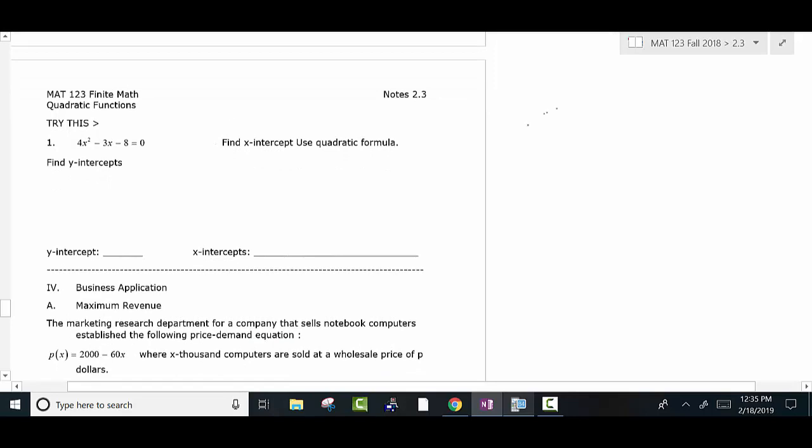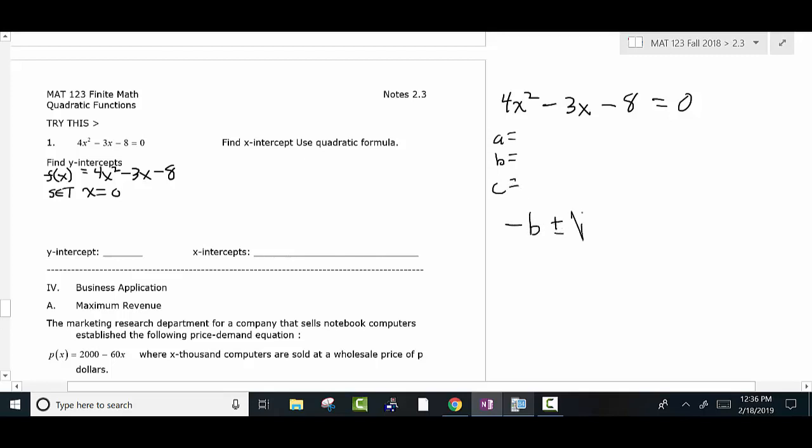Okay, so let me have you guys try this one. And again, when you do the y-intercept, we have the function f of x is 4x squared minus 3x minus 8. Remember what you do on a y-intercept is you set x equals 0. That's the easy part. And then you've got to use the quadratic formula for the x-intercept. So I'll write down the quadratic formula. I don't think everybody knows that, but just figure out what a, b, and c are. And then you can plug into the formula. I'll give you a couple of minutes to see if you can crunch that out.